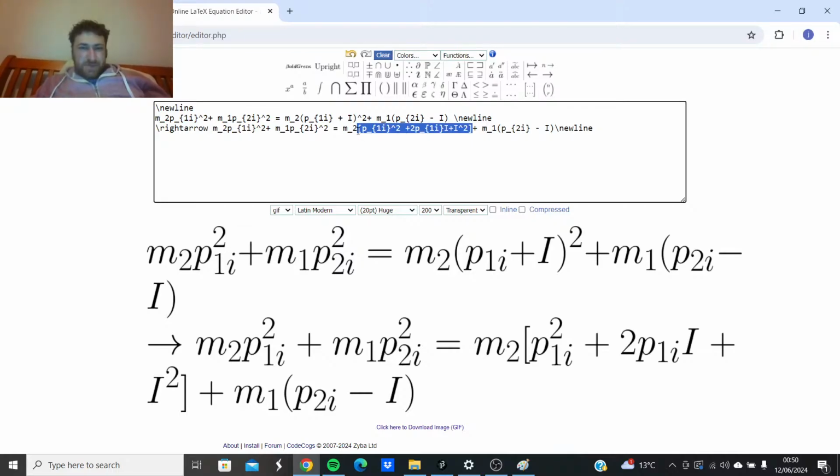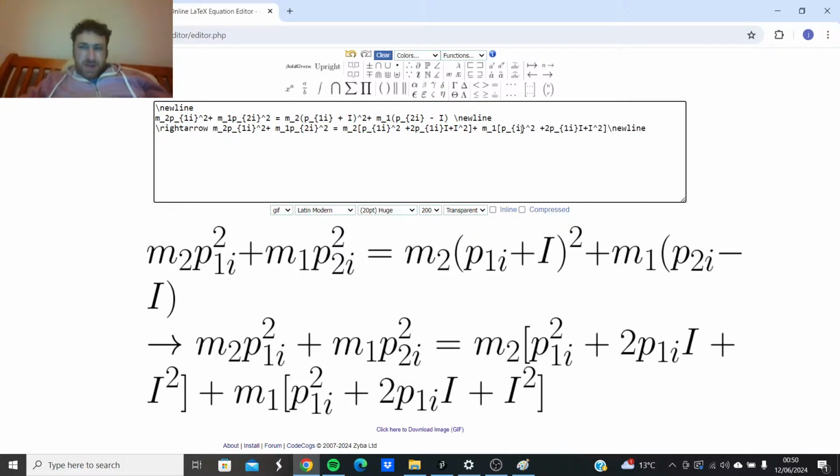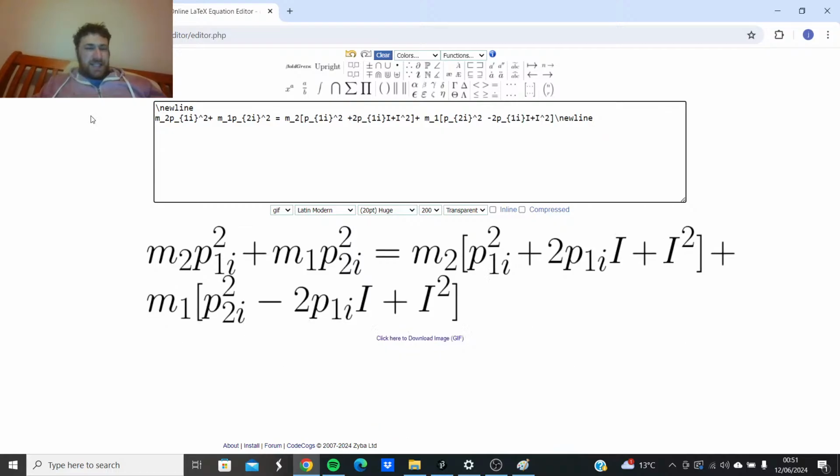And then the second one is going to be basically the same, except instead of 1I, it's going to be 2I. And very importantly, this second term is going to be negative because of the difference of squares formula. So now that we have all that, this is our new equation.